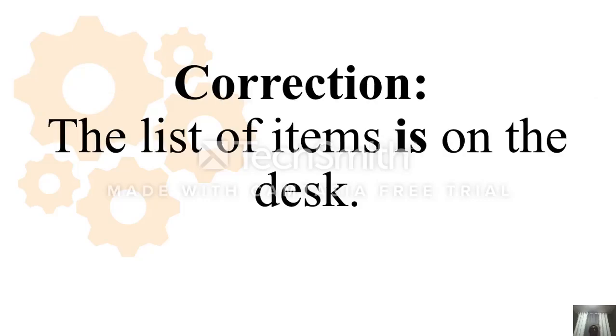Now, let's go next. So the correction is the list of items is on the table. That's nice, guys. Remember, it is a written list that contains a lot of items, but it's one singular paper on the desk. So you don't say are, you use is. So these are little things people do, and it's a problem. So that's why I'm here to show you the difference, guys.